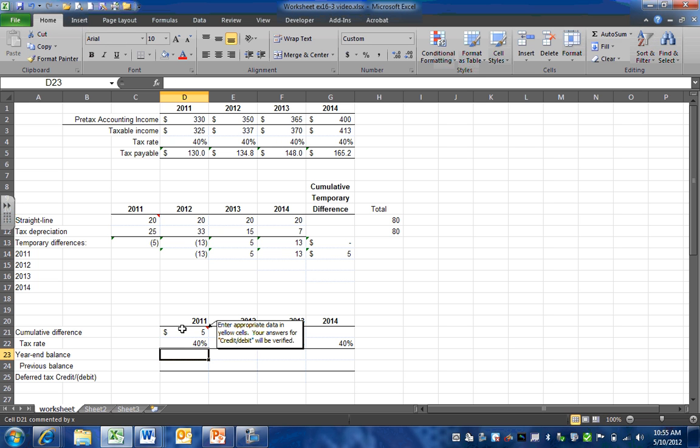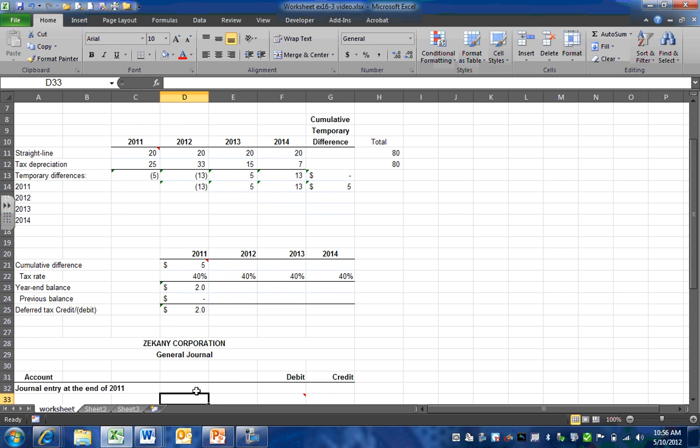So at the end of the day, at the end of 2011, our year-end balance is the $5 million times the tax rate of 40%, which is $2 million. We had no opening balance, so we need to have a credit to our deferred tax liability of $2 million for the end of 2011.